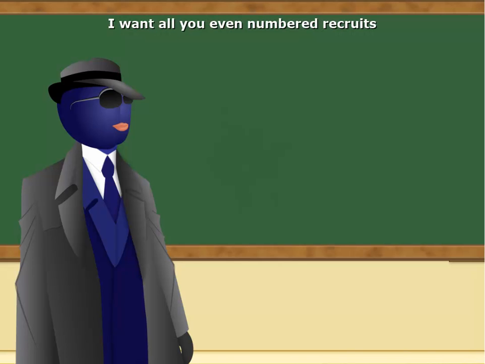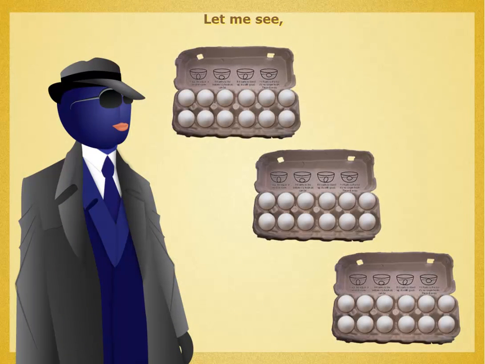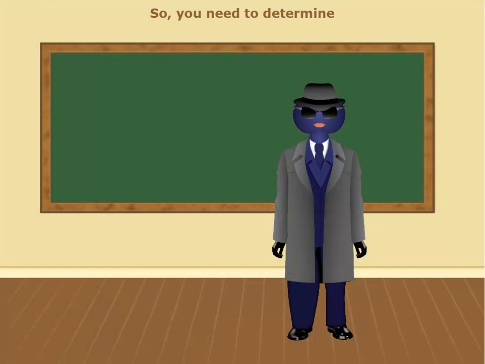I want all of you even number recruits to write the code horizontally, and all of you odd number recruits, you write it vertically. Let me see. For this example, we needed to find the total number of eggs in 3 full cartons. So, you need to determine which number is the maker, which is the doer, and at this point, do not worry about doing any calculations. Simply write an uppercase X, short for Agent X, where you would normally write the product. I'll give you a minute, but be quick about it.